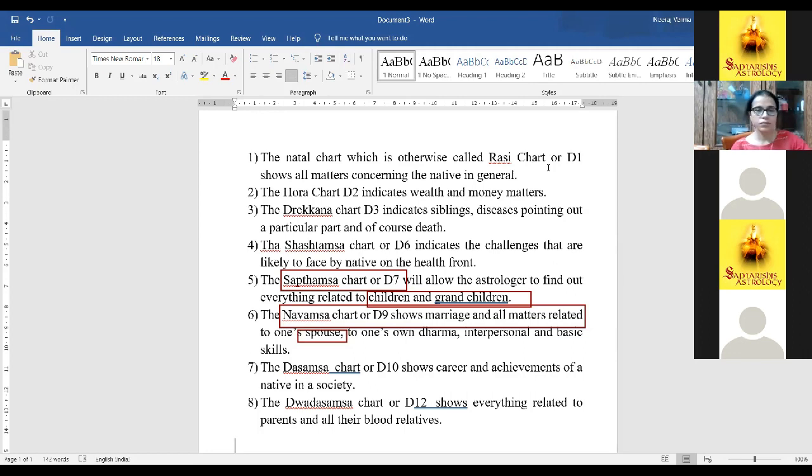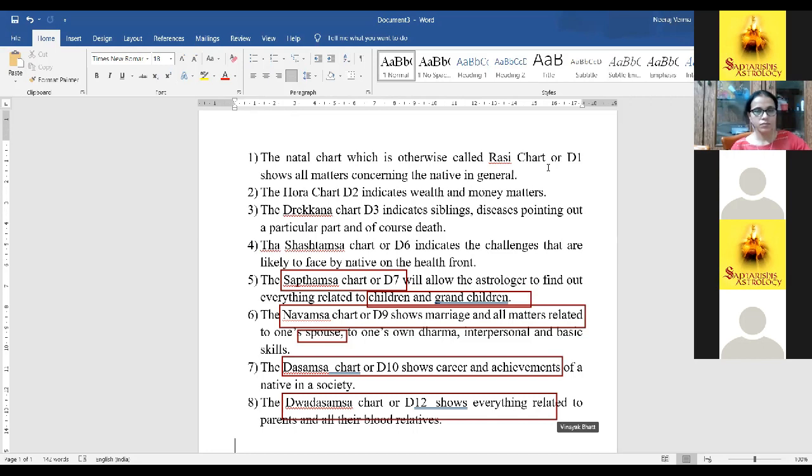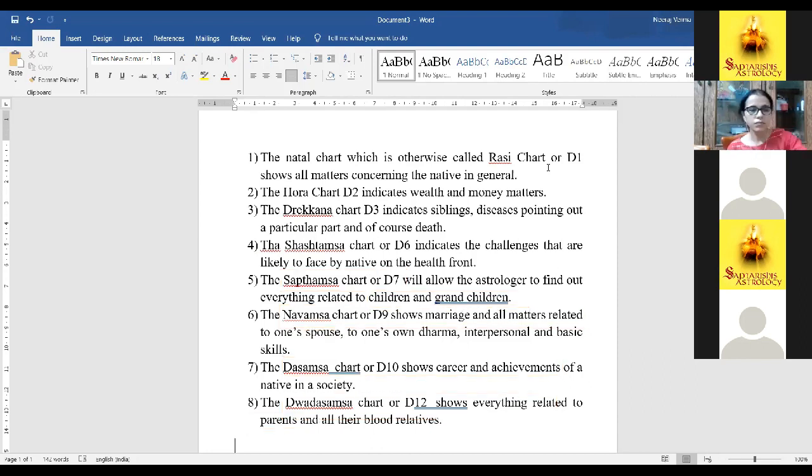In the same manner, we have D10 chart, Dashamsha shows the career and achievements. And D12 chart for the parents. Okay, just understand these things for now. You can take the snapshot of this chart. Although I will upload this chart in Thinkific also with PPT. But still, for now, if you want for reference, you can take this pic.